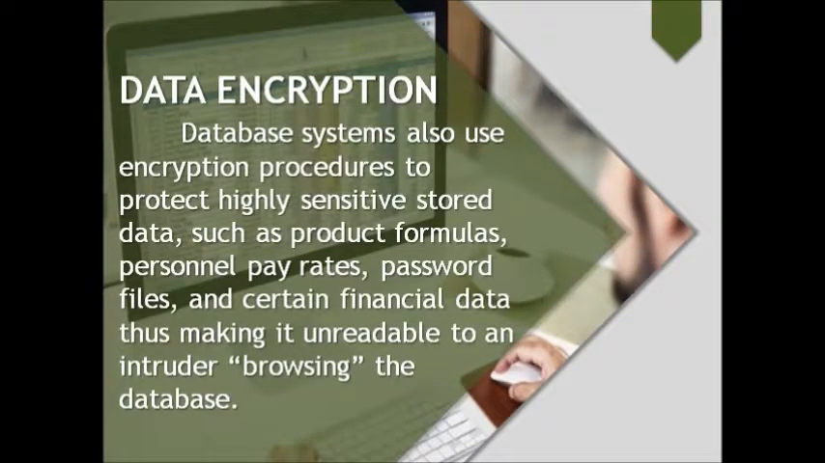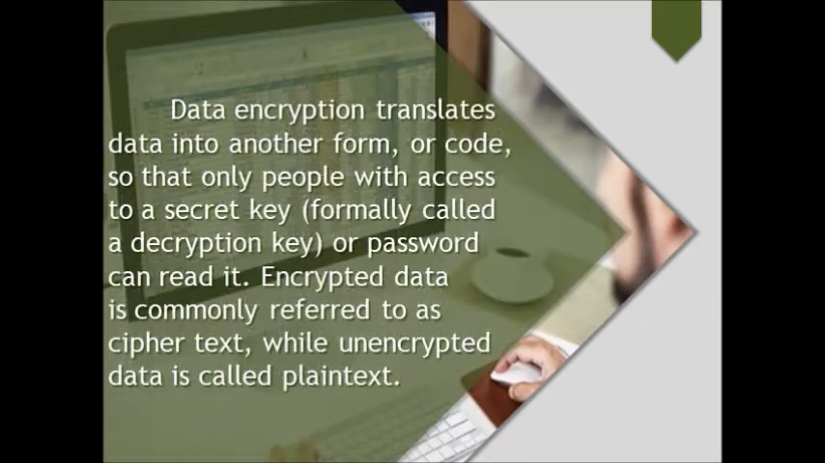Data encryption. Database systems also use encryption procedures to protect highly sensitive stored data, such as product formulas, personal pay rates, password files, and certain financial data, thus making it unreadable to an intruder browsing the database. Data encryption translates data into another form or code so that only people with access to a secret key, formally called a decryption key or password, can read it. Encrypted data is commonly referred to as ciphertext, while unencrypted data is called plain text.